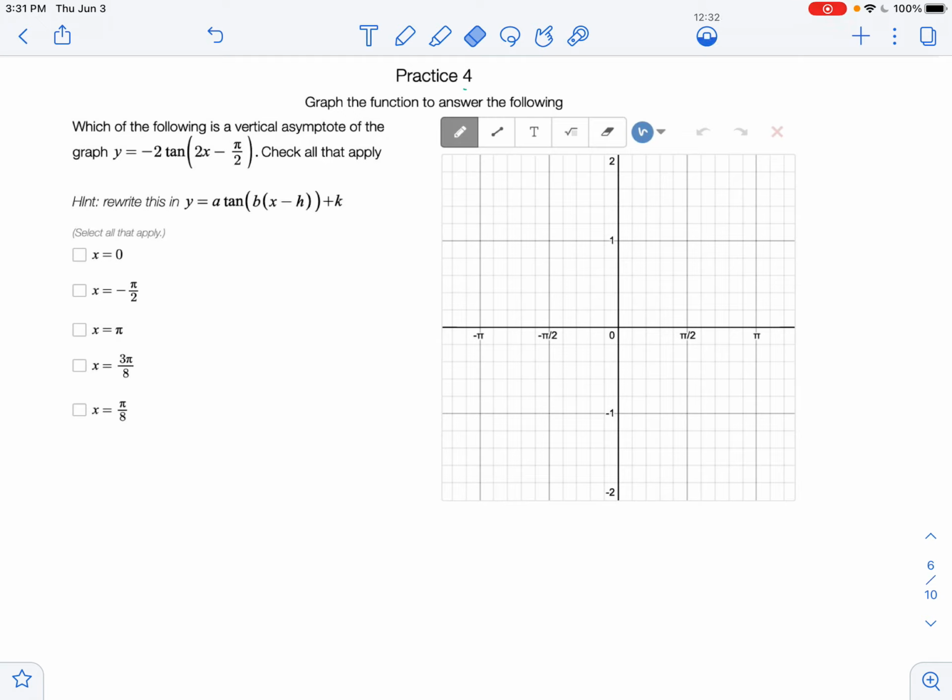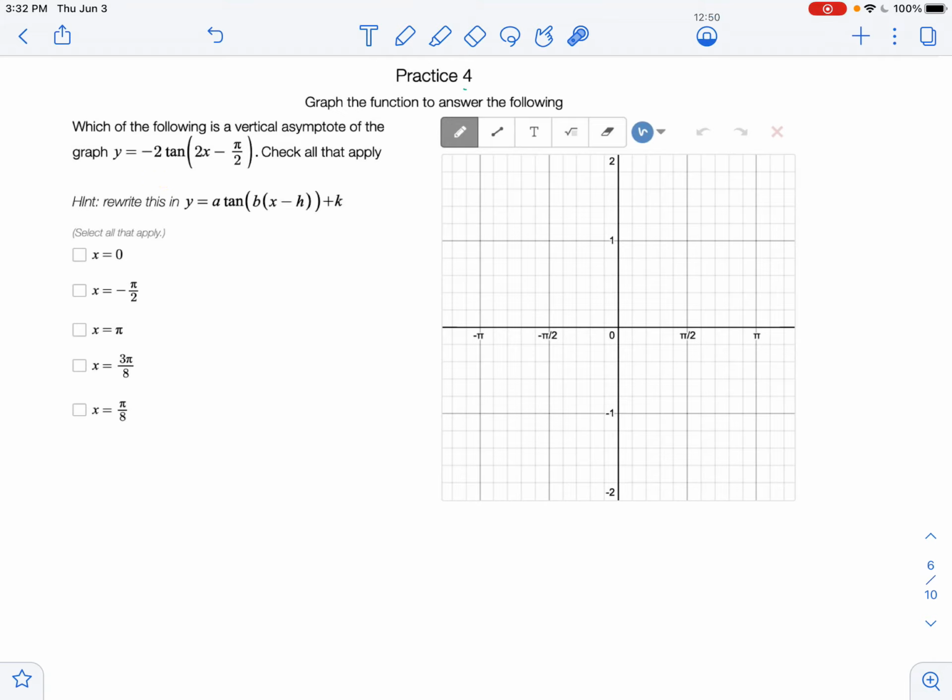So practice 4 is similar in the trickiness up front, right? Now we're looking at tangents, so that's a little bit different. So those of you who are not super comfortable with tangent yet, this would be a good thing to tune into.